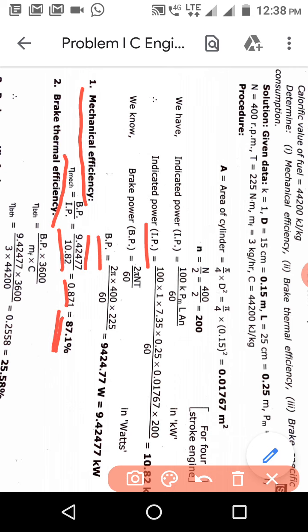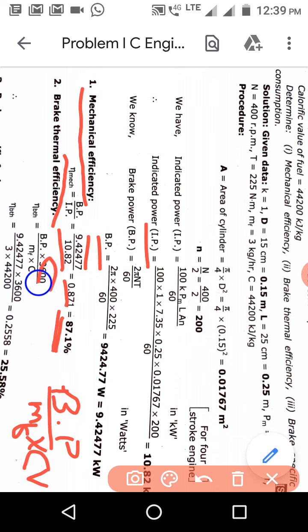Now brake thermal efficiency is the ratio of brake power to the heat supplied to the engine. So heat supplied to the engine is equal to mf into CV. Mass of fuel into calorific value will give the heat liberated from the fuel, and that liberated heat is supplied to the engine. So that will be the heat supplied to the engine.